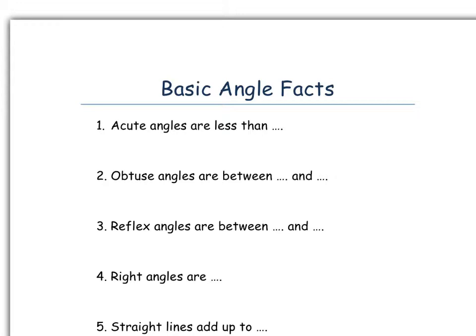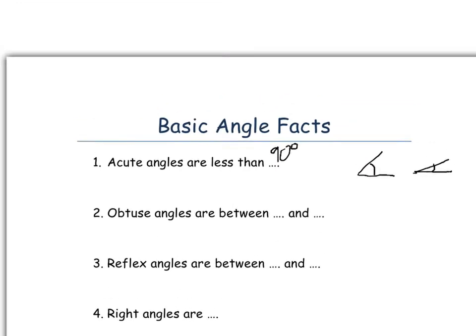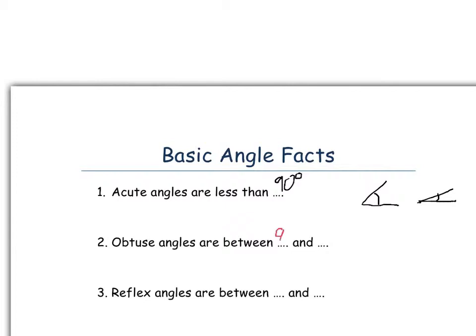Now, an acute angle is less than 90 degrees. What that means is if we've got an angle, it has to be less than 90 degrees. So that is an acute angle, that is an acute angle, because they're all less than 90 degrees, which is a right angle. Obtuse angles are between 90 and 180 degrees.